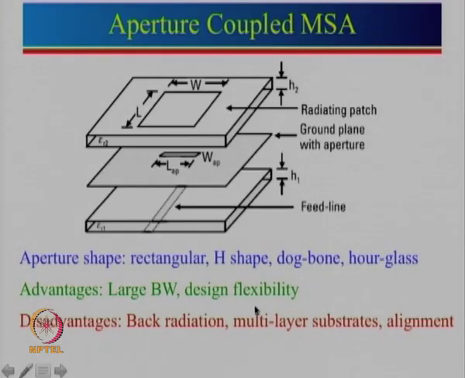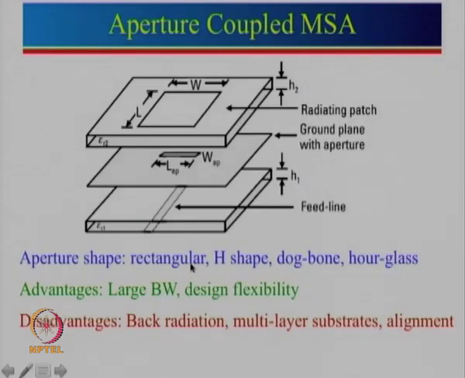It also uses a multi-layer substrate. So, there are so many layers of substrates, and the alignment is also an issue. So, these are the problems which are associated with aperture coupled microstrip antenna, and also this substrate here does radiate on the other side because of that microstrip line.